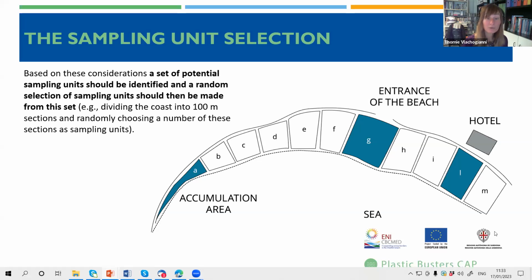We are going to exclude section L, which is located in front of a hotel, because this is not a representative picture of the beach. And we would also exclude section G, which is located in front of the entrance of the beach, where potentially it could also be the parking lot, where a lot of litter items are often dropped, and there would be a tendency to have higher litter densities. So from the remaining sections, we choose randomly where to place the sampling unit.